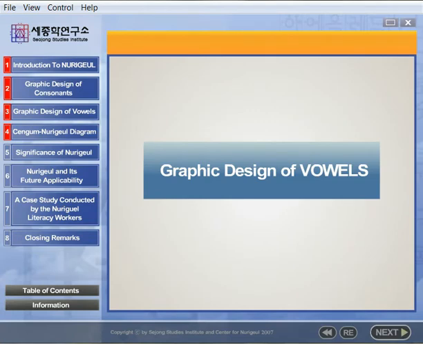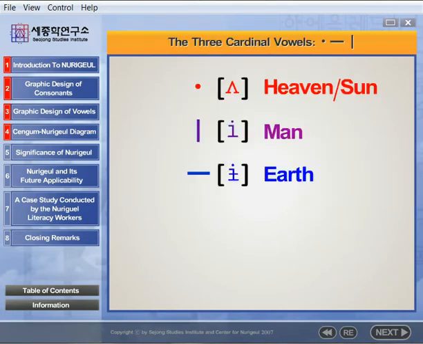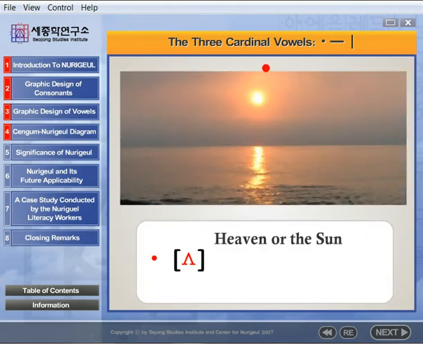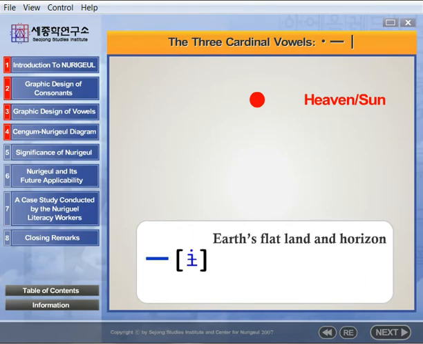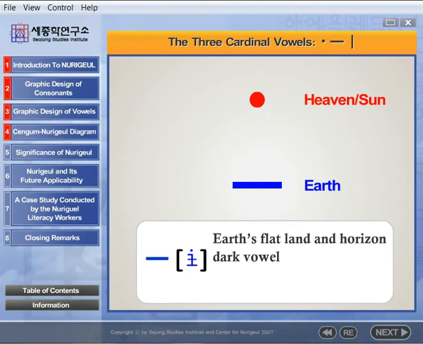Graphic design of vowels. The first of the 3 cardinal vowels is a depiction of heaven or the sun. It is a bright vowel. The sound is as in but, cut, love, or done. The second is a depiction of earth. It represents the earth's flat land and horizon. It is a dark vowel.